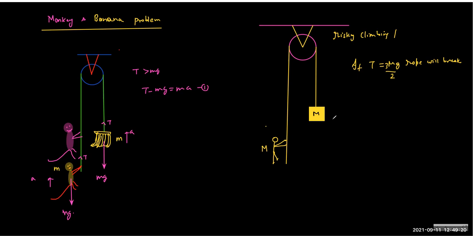So now, right now you can see, it's just like the monkey problem. Now, how fast can the man climb the rope? What is the maximum acceleration with which he can climb the rope without breaking the rope? Find the maximum acceleration of the man with respect to the rope such that the rope never breaks. Yeah, go ahead and try this question.